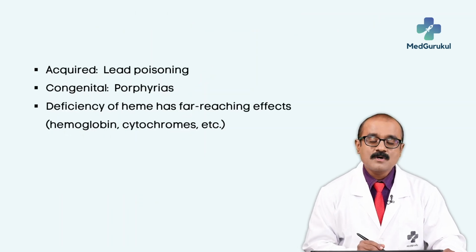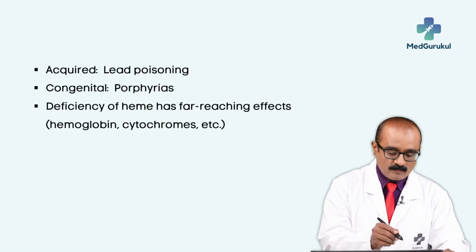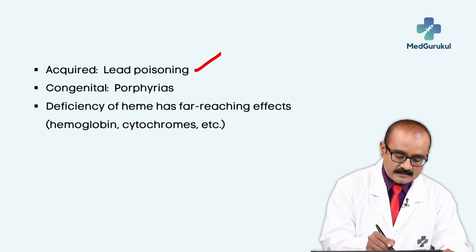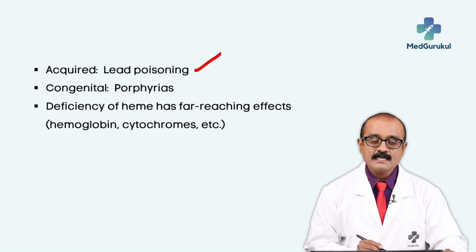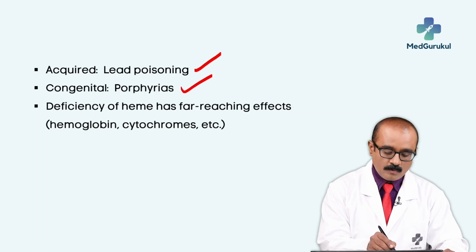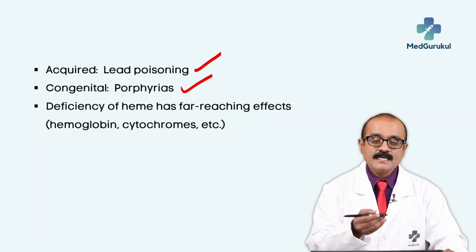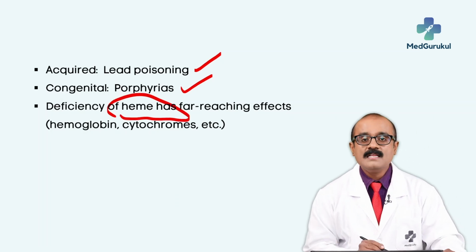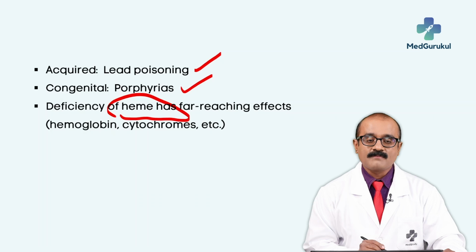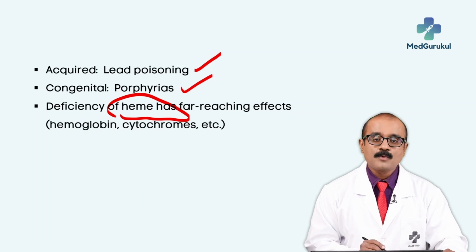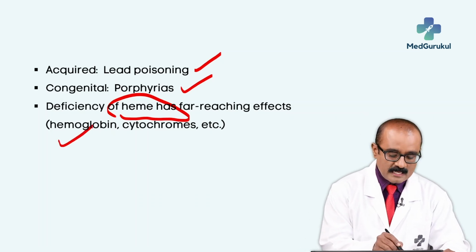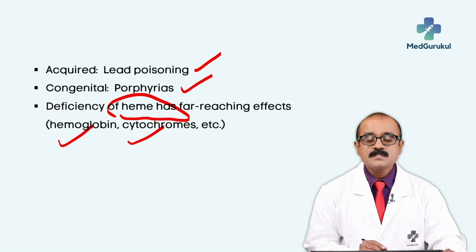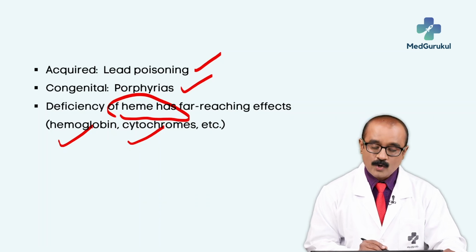There are types of porphyrias. The first one is the acquired type, which is lead poisoning, and the congenital type, which is mainly because of the porphyrias. We have studied the different enzymes in heme synthesis. Deficiency of these heme synthesis enzymes leads to congenital porphyrias. This causes many problems both in hemoglobin as well as cytochromes, because heme is very important for many of the functions in our body.